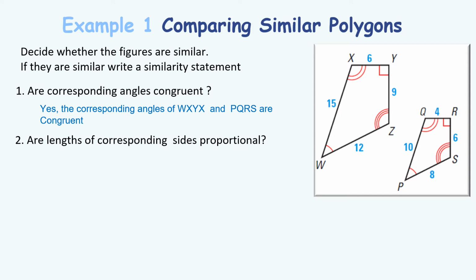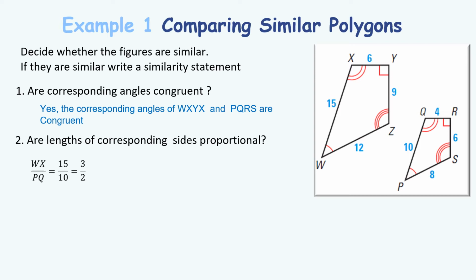And the second question that we need to answer is the following. Are the lengths of corresponding sides proportional? So let's start seeing what is going on. Let me begin with the lengths of WX and PQ. These sides are corresponding. So I can write the statement WX over PQ. The length of WX is 15 and the length of PQ is 10. So we write 15 over 10. And this, if we simplify it, equals 3/2. So the ratio WX over PQ equals 3/2.